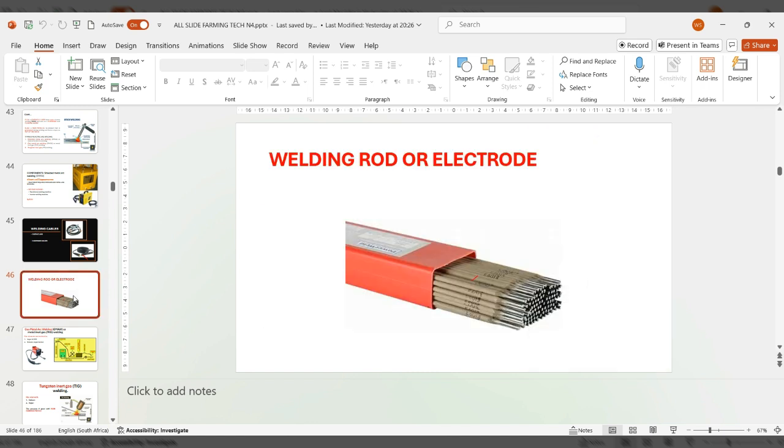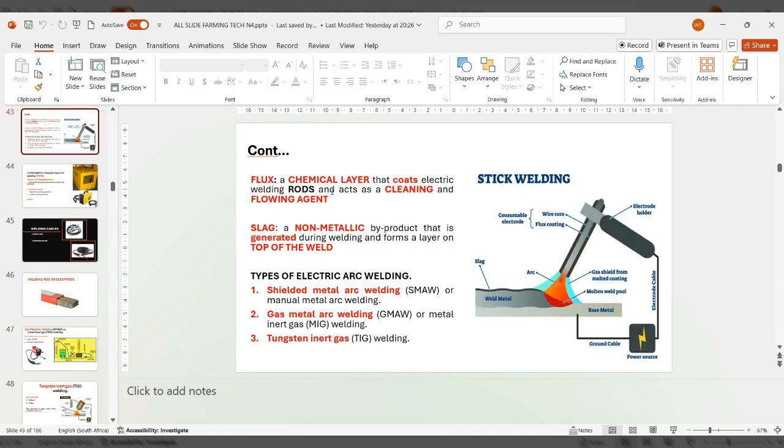So your electrode is made up of this flux here, this grayish color, and also a metal material here. All right. So what is a flux? A flux is a protective coat that protects your weld during welding. This coat melts together with your welding. All right, so it protects your weld as you are welding here.